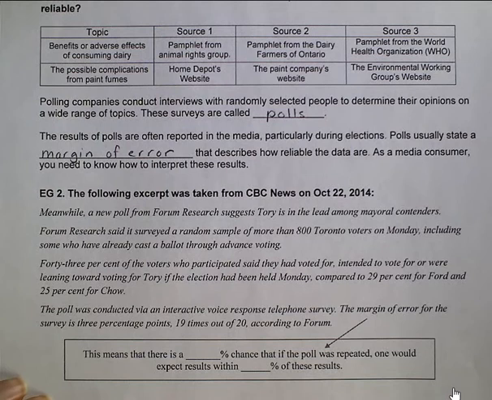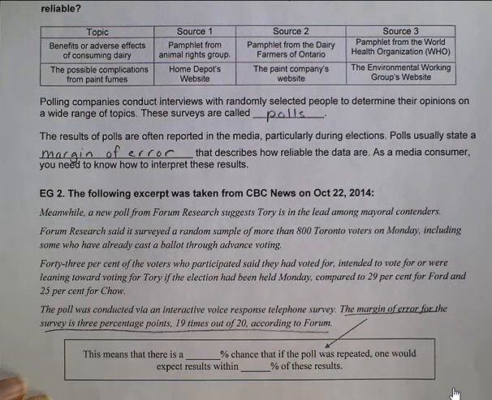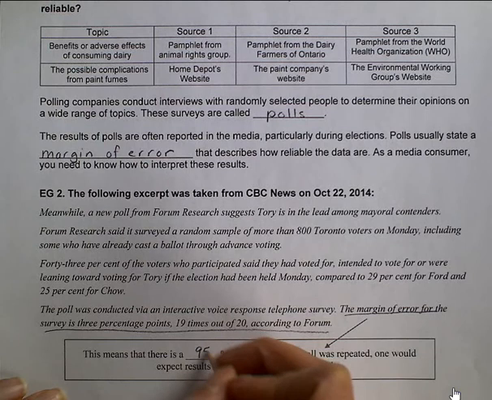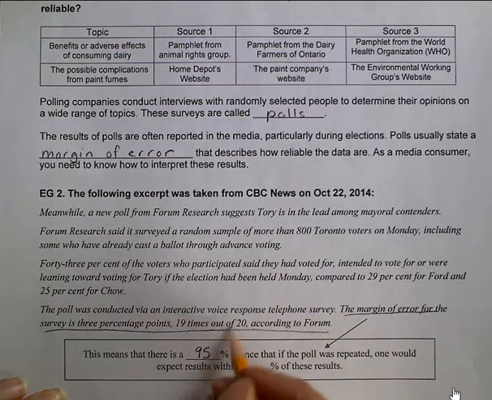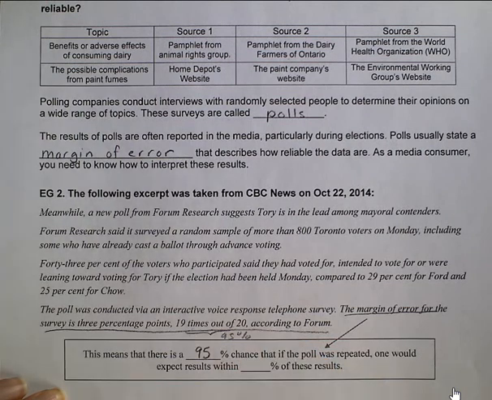So in this next example, we want to really take a look at what this part all means. This means that there is a 95% chance, because 19 out of 20 is the same as 95%, that if the poll was repeated, one would expect results within 3% of these results over here. Okay, so the results that they found, it would be within 3% of those results.